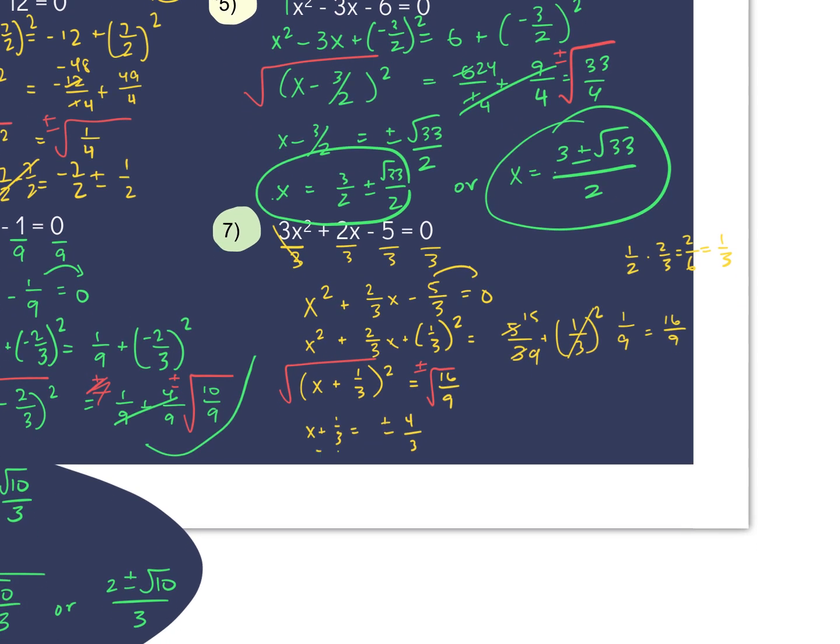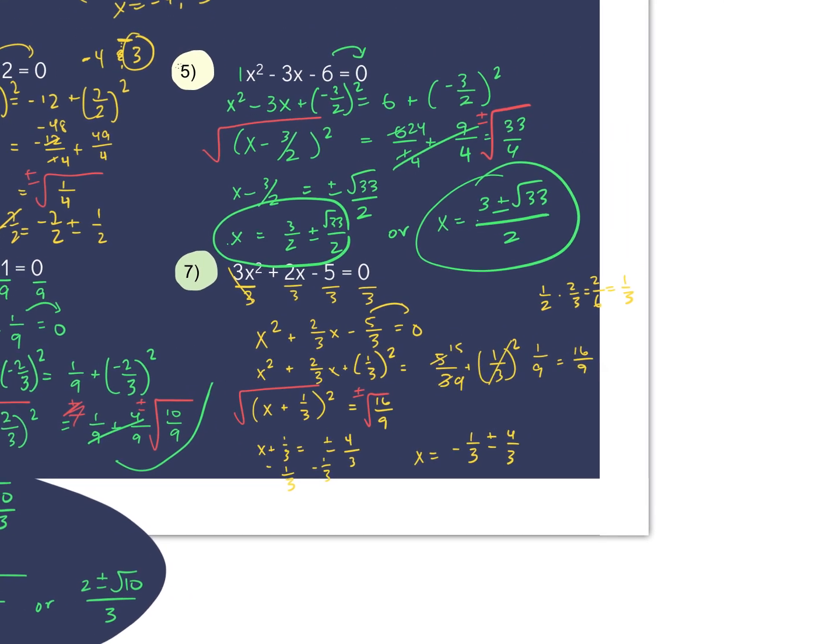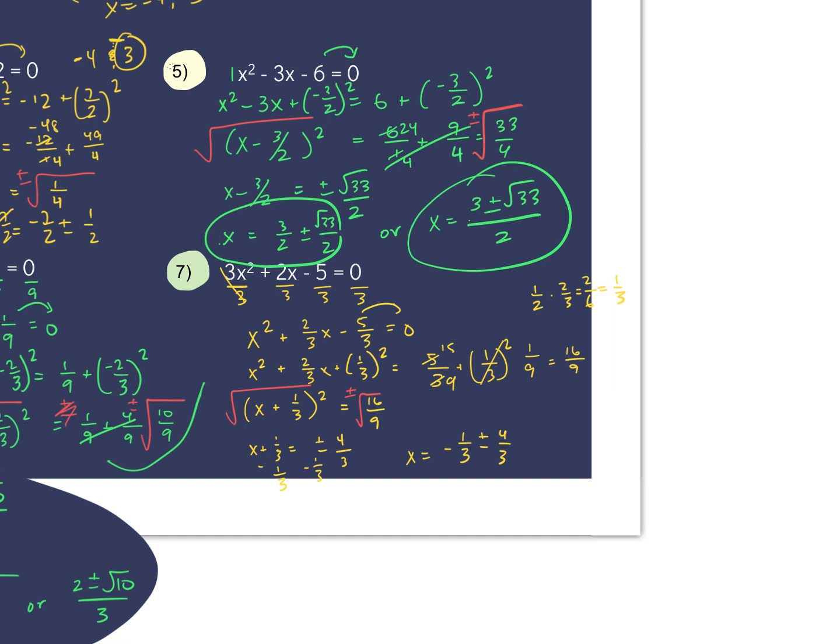And so I'm going to subtract 1/3 from both sides. And so I'm going to get x equals negative 1/3 plus or minus 4/3. And again, you could stop right there if you wanted, or just finish it through. So if I do negative 1/3 plus 4/3, I get 3/3, which is 1. And if I do negative 1/3 minus 4/3, I get minus 5/3. So I have two solutions here.